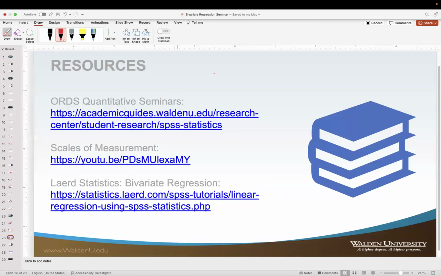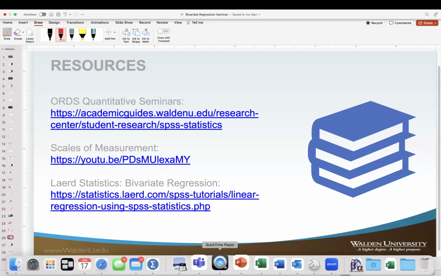So now let's talk about some additional resources. There's a host of quantitative resources from the Office of Research and Doctoral Services, our website, that you can go to at this link. Please take a look at that scales of measurement video tutorial. It's so important in all of your statistical analyses to understand. And then there's an outside link. Lead Statistics has a resource on bivariate regression. We're going to take a quick look at these three sites, and I'm going to start putting some resources in the chat for you.